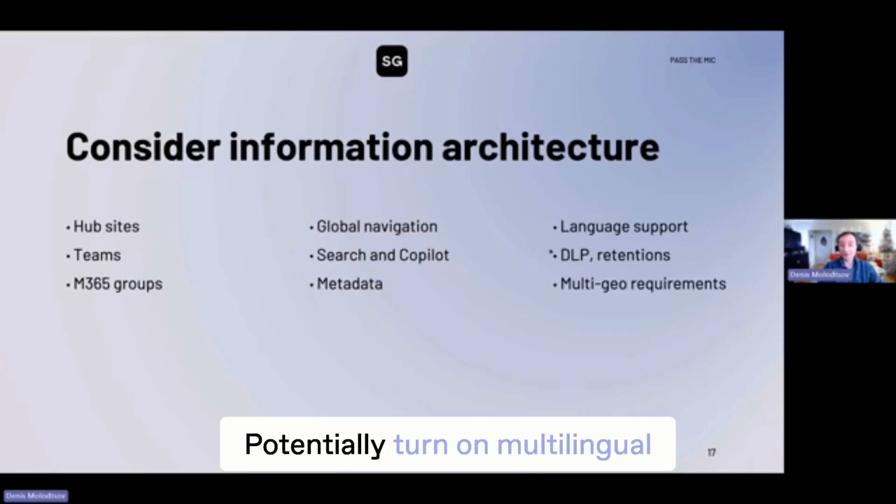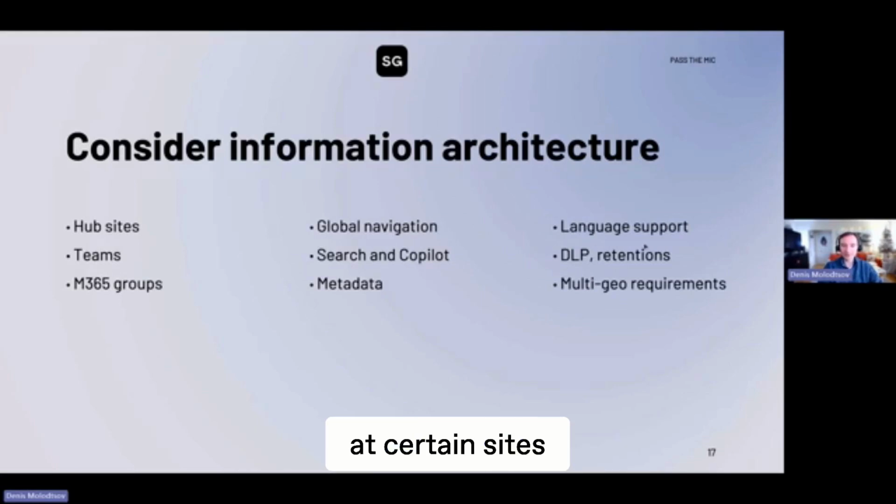You can potentially turn on multilingual support at a destination at certain sites. Also, you might consider turning on DLP, retention policies, sensitivity labels. You might also need to create your target teams and sites in a specific geographic location. That's a multi-geo feature. It's a little advanced, but in some companies that's used to be compliant with some laws, especially in Europe.